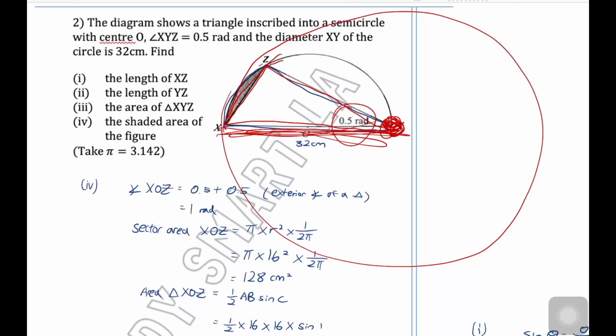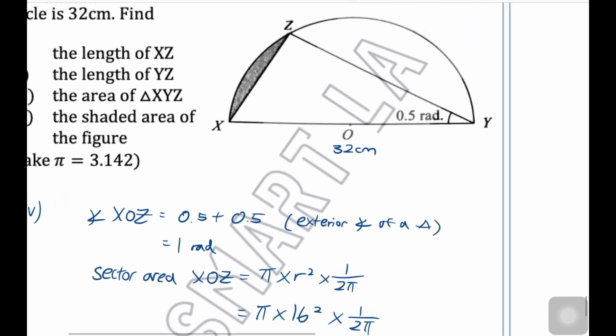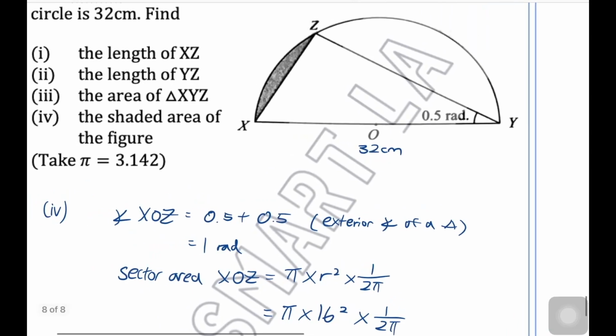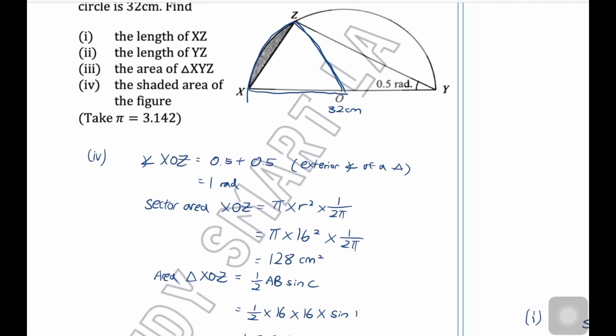Now, okay, so long story short, since I cannot find the sector of XYZ, how am I going to find the shaded area of the figure? So the sector that you want to find is actually this blue sector, XOZ, right? XOZ. And this one, if you think back to the concept of sector, makes perfect sense. Because imagine this is my whole circle.